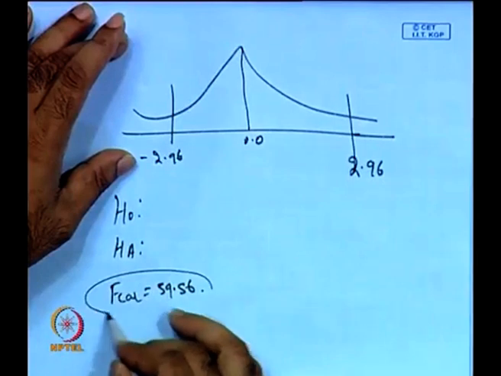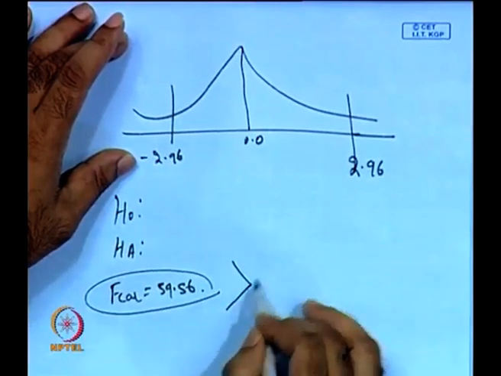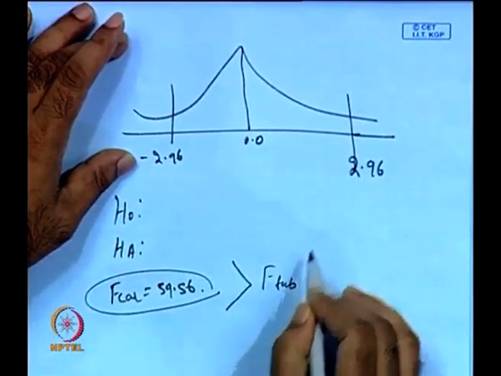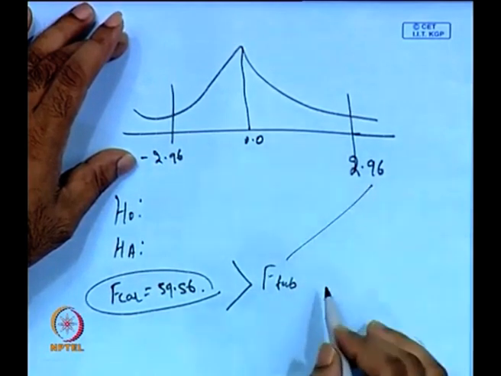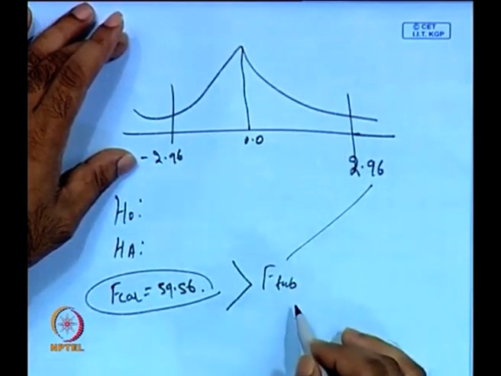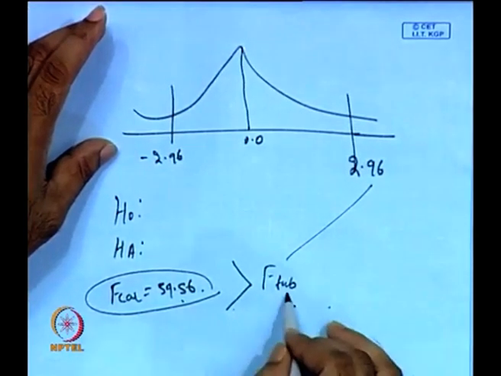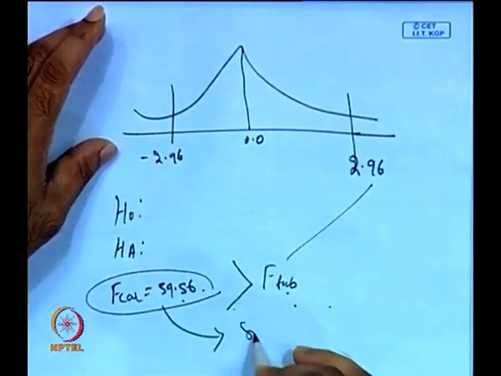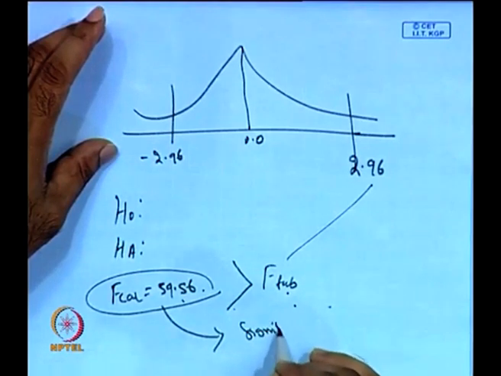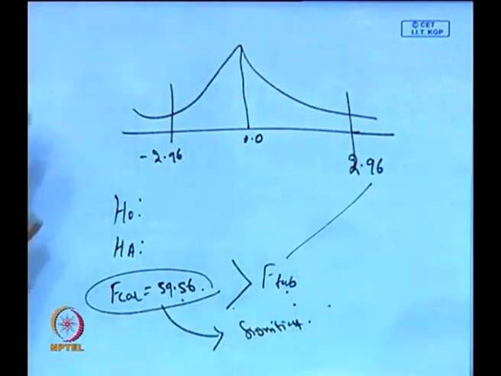There is no question of a left tail test in this particular instance, because everything is in square, so it will always be positive. So, this particular structure will be like this. We just like to know what F calculated is and what F tabulated is. Now let us assume F tabulated is 2.96. Since the calculated value is greater than the tabulated statistic, we can conclude that it is statistically significant.